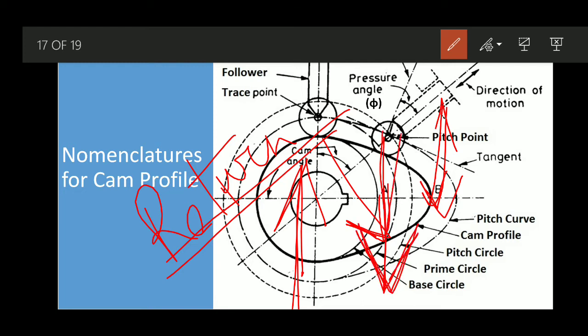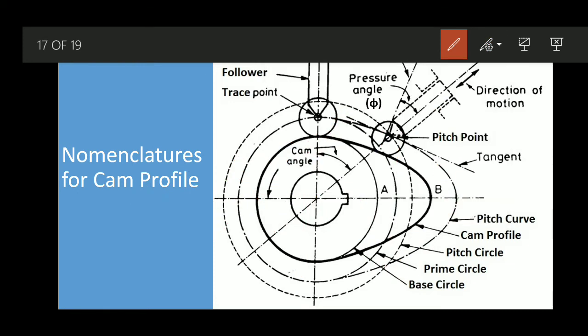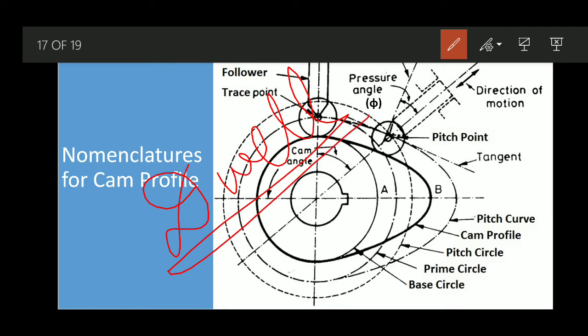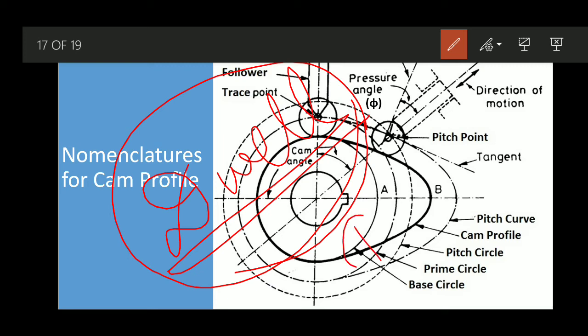Now there is another stroke known as the dwell. Dwell stroke, or ultimately the time, how much time it is taking during dwell, that is known as the time of dwell or dwell time, also dwell period, same thing. So it is the period during which the follower remains stationary during some angular rotation of this particular cam.